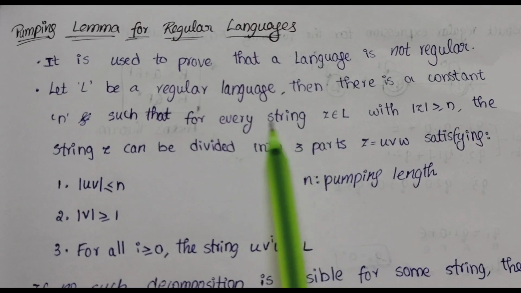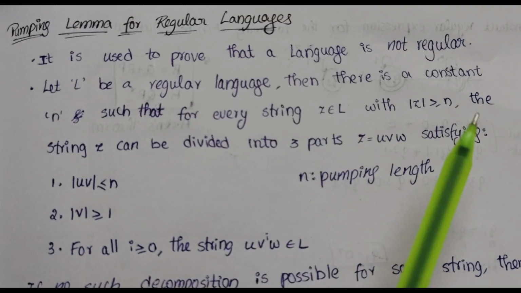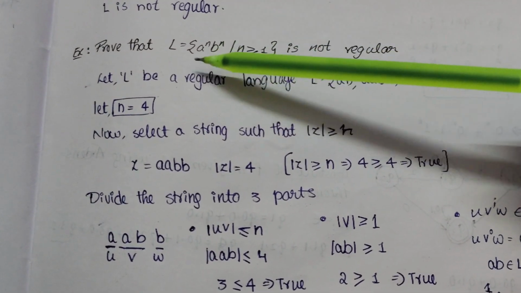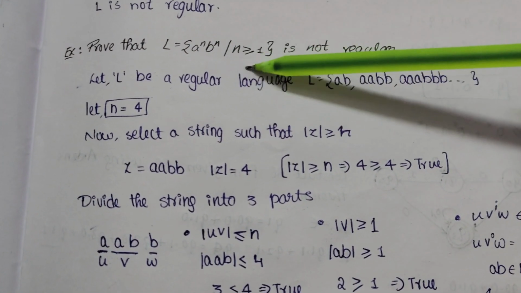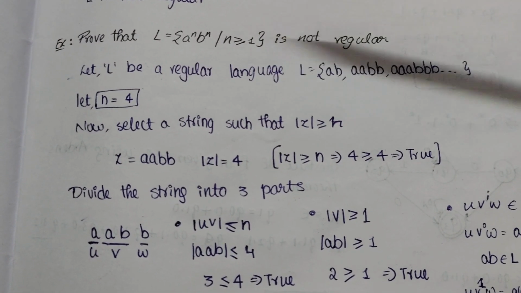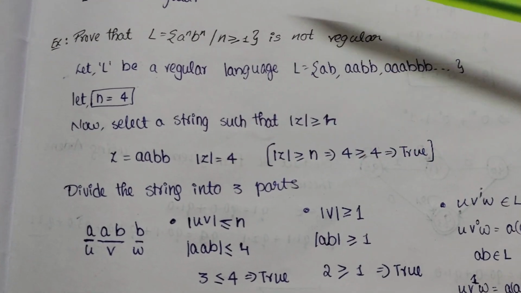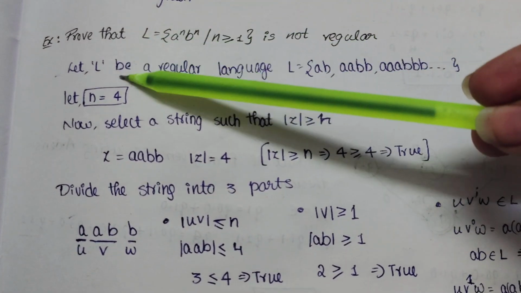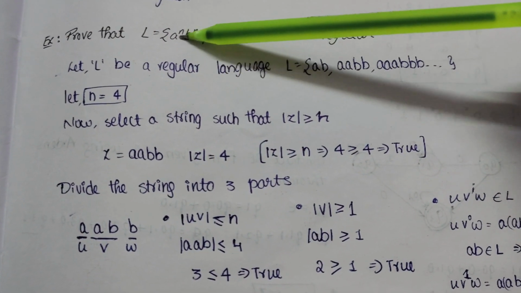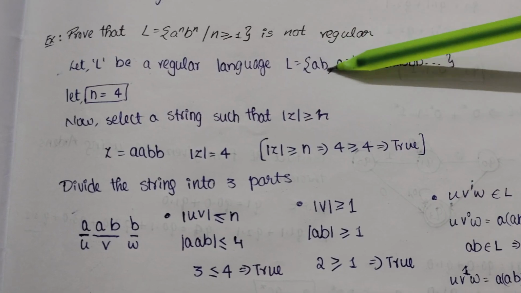We'll be given a string, right? The length of that string is n. Here L is equal to a^n b^n, where n is greater than or equal to 1. We have to prove that this given language is not regular. First, we assume L is a regular language. Substitute n as 1. What will we get? ab.